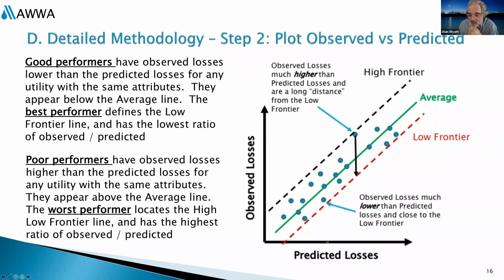For a given predicted loss based on attributes, this utility has a lower observed loss than that one. So this is the better performer. And the one that's the furthest from the average line will define what we call a low frontier. Similarly, you could define a high frontier if that was of interest. So the utility up here has a long way to go to get to the frontier.